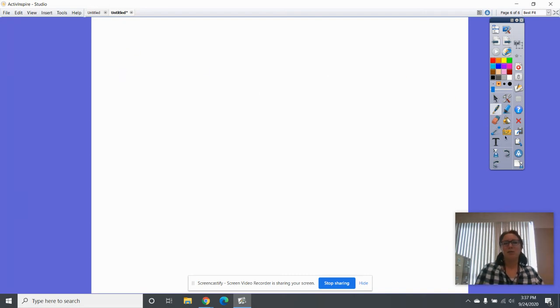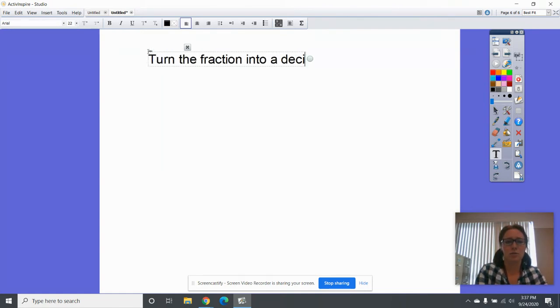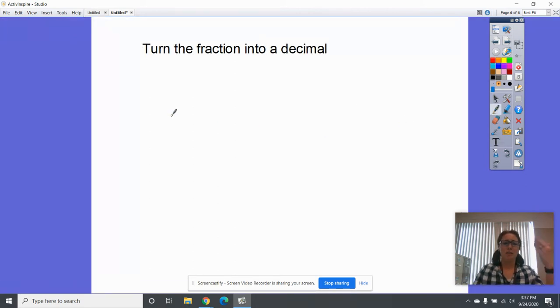So my favorite is to turn the fraction into a decimal. And that's pretty easy to do. You just divide the top divided by the bottom. So let's say we have a fraction like 5 over 13.